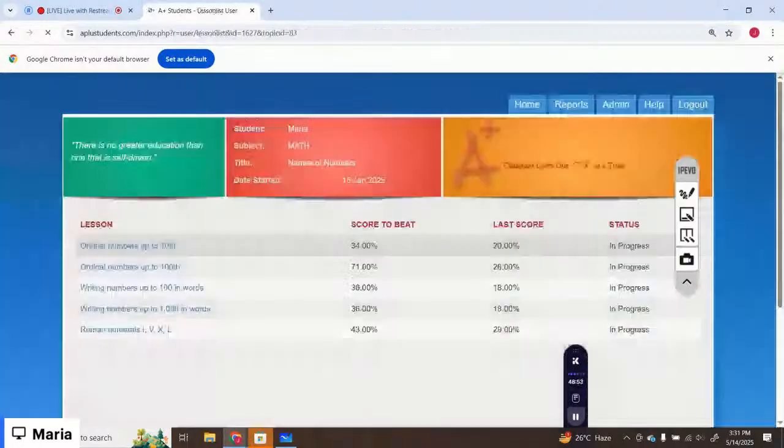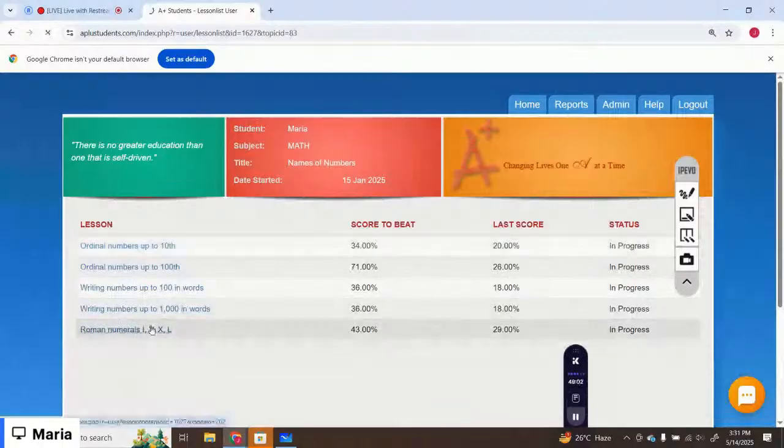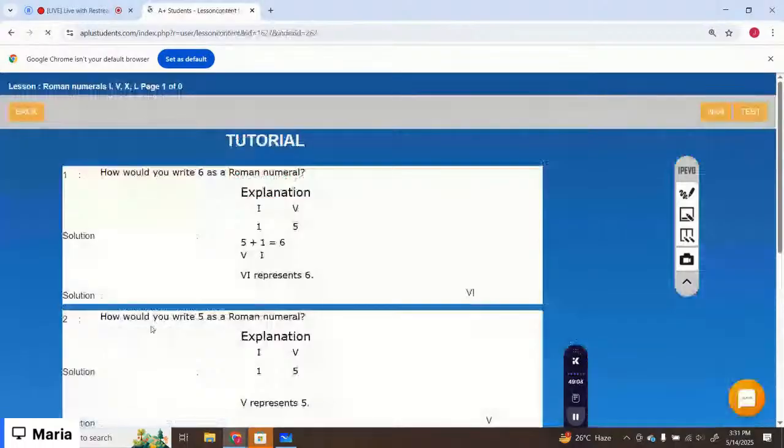That is the last lesson from the chapter, Roman numerals. Roman numerals are another way to represent numbers, right? How do you write 6 as a Roman numeral? So V is for 5 and I is for 1. So you can write it as VI.